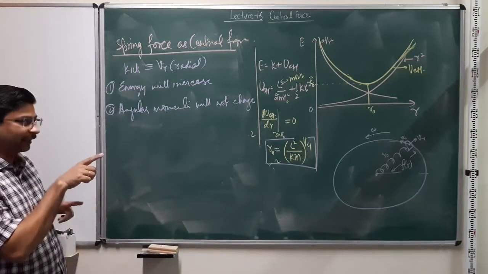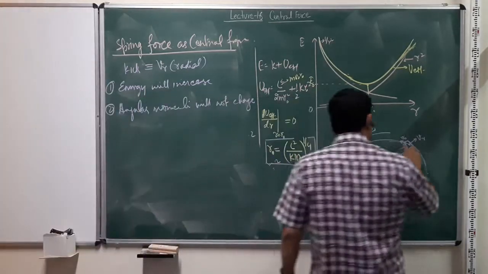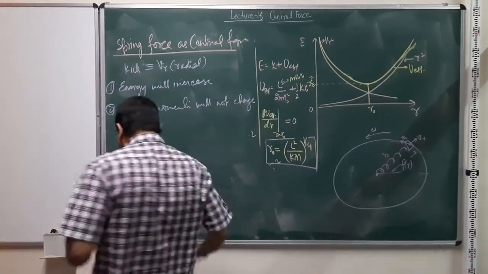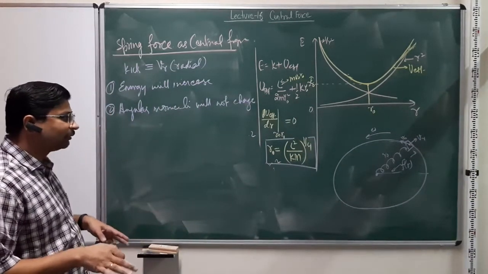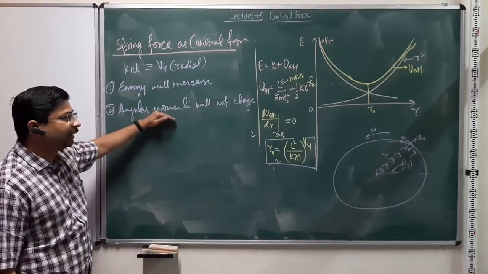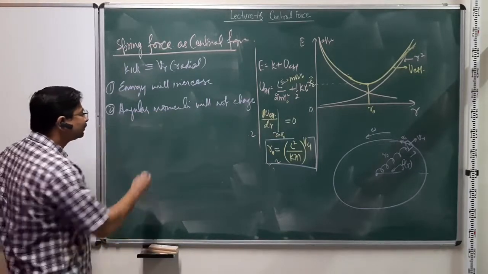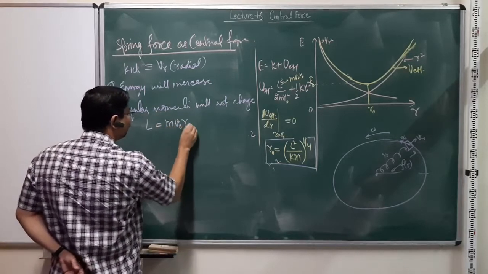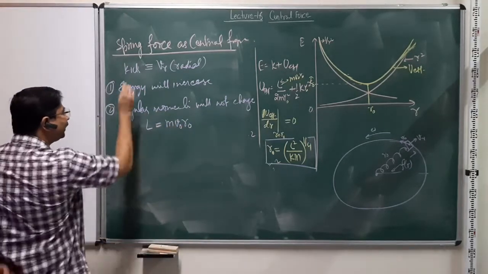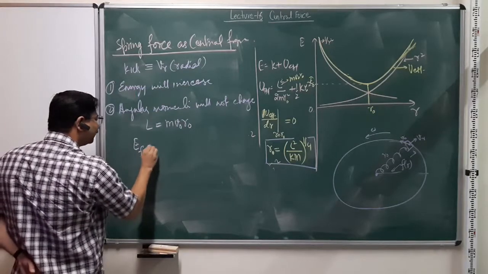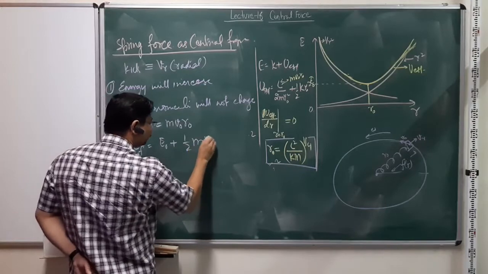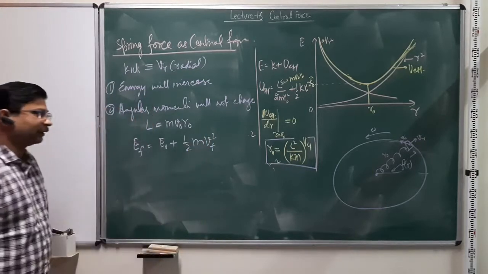So if I give it a radial kick, I'm not increasing its actual velocity, I'm just giving the kick in the radial direction, which is definitely going to disturb the orbit. However, the angular momentum will not change. And if the angular momentum does not change, then L is still m v naught r0, whereas my final E is E0 plus half m vf square, right?